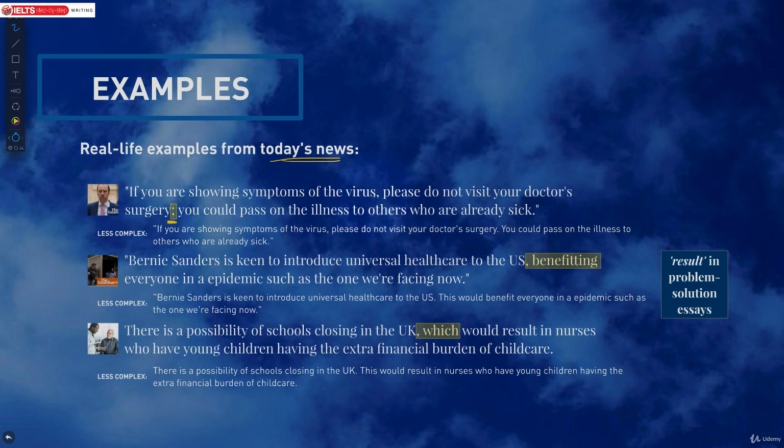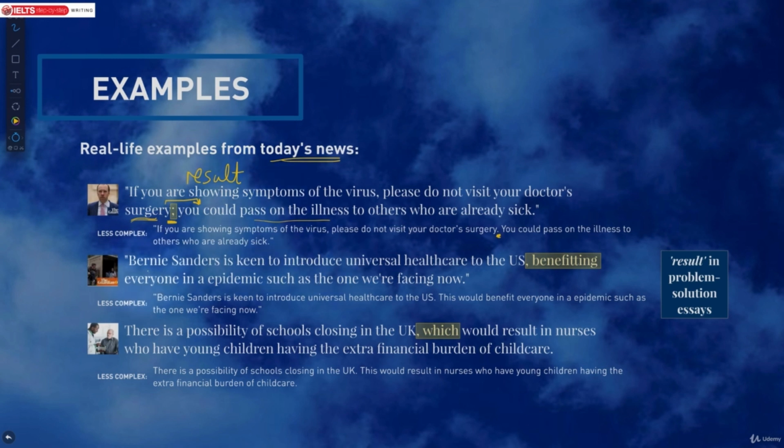So if you're showing symptoms of the virus, please do not visit your doctor's surgery. In this case, a surgery means a place where the doctor is, his office essentially. Okay, so please do not visit your doctor's office; the result is that, if you do this, you could pass on the illness to others who are already sick. Okay, so semicolon, very easy, and basically all it is is a full stop and then a capital U to make it into a separate sentence. But by using a semicolon, I'm showing that there is a strong connection between this sentence and the second sentence. The connection in this case is result.